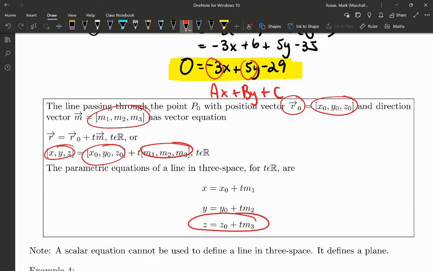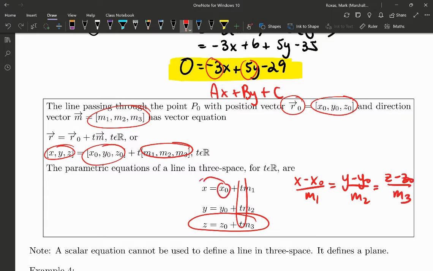Okay. Sometimes you may need to solve for t. And so it might be useful to rearrange these parametric equations into the form x minus x0 over m1, which would equal y minus y0 over m2, which is equal to z minus z0 over m3. All I'm doing is just moving these over, right? So you get x minus x0 and divide that by m1, and you do that for all 3 components, and they're equal to each other because they all have to have that common parameter t. That t parameter has to be the same in all 3 equations.